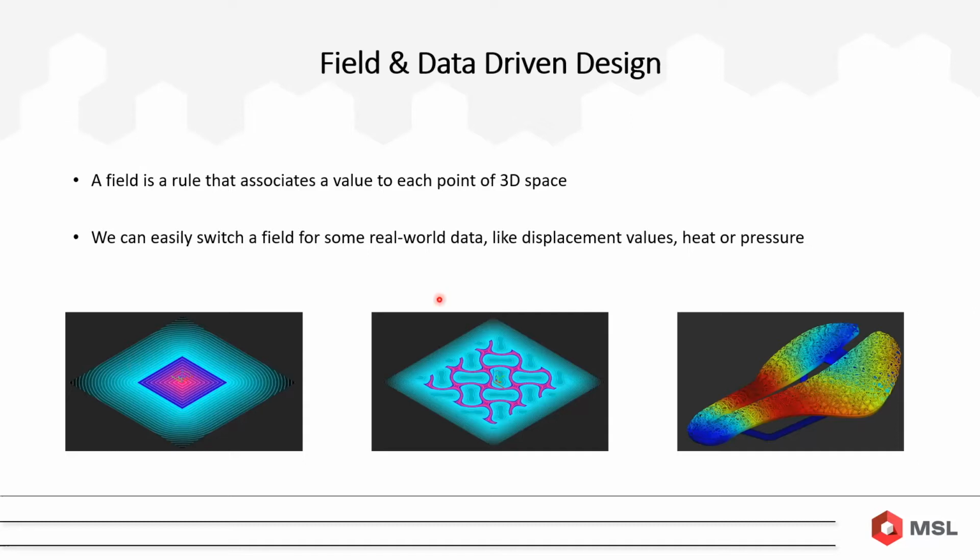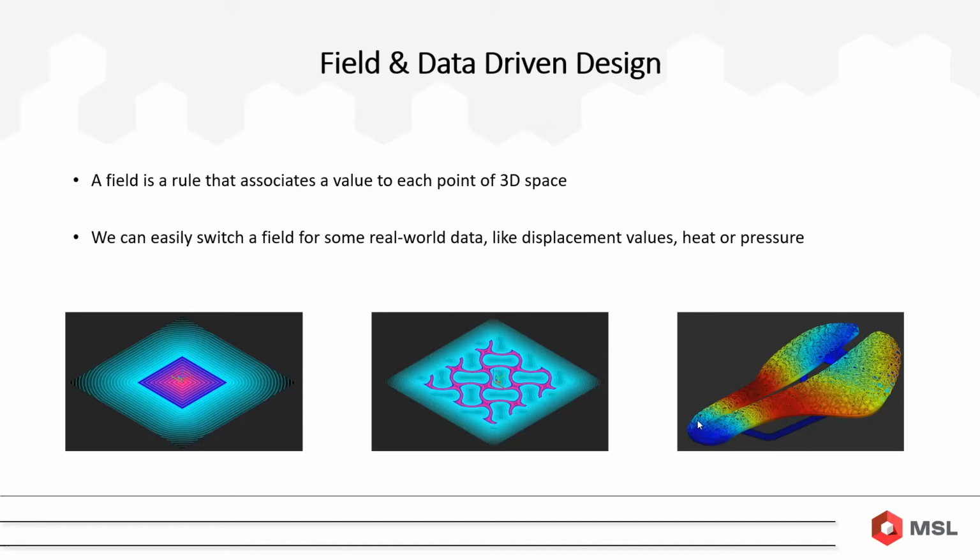So a field is a rule that associates a value to each point in 3D space. And because a field assigns a value to each point in space, we can easily switch a field for some real world data, like displacement values from static analysis, for example. We can also use data from heat maps, pressure maps, fluid flow, buckling analysis, really anything that you can extract data from can be plugged back into nTopology and used to create or modify designs.